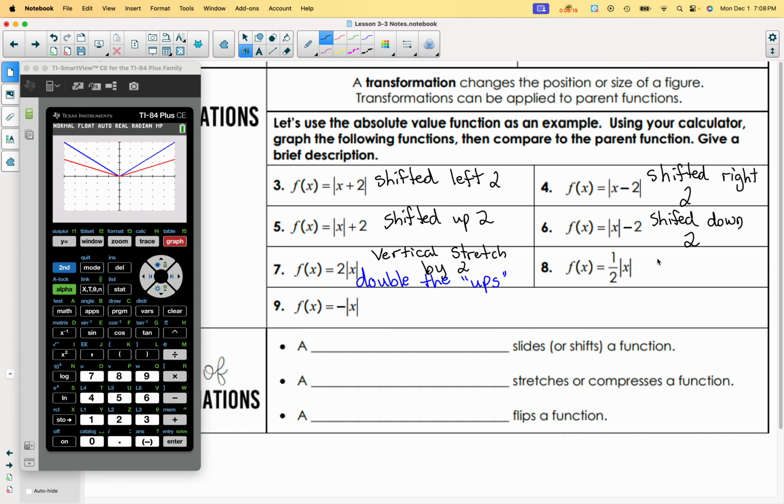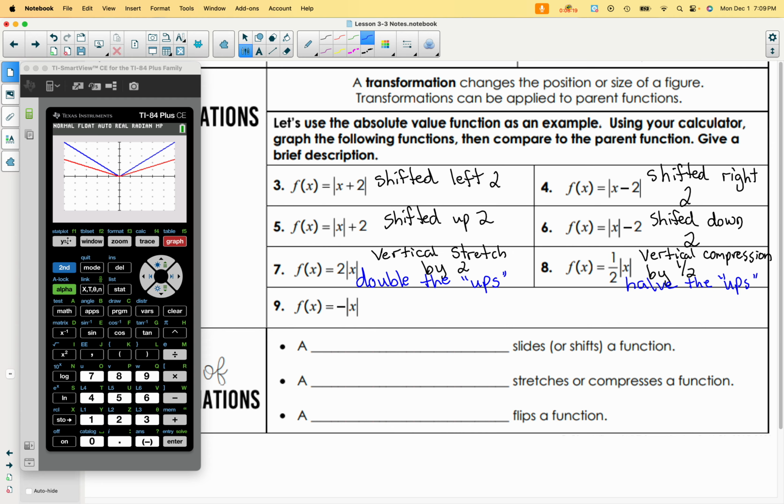So when we do this, this is called a vertical compression, and it would be by a half. So we're going to take half of the ups, so that it's a compression. Imagine if you had your V-shaped graph and you stuck a book or something really heavy on top of it. You're compressing it. So that's why it's called a vertical compression.